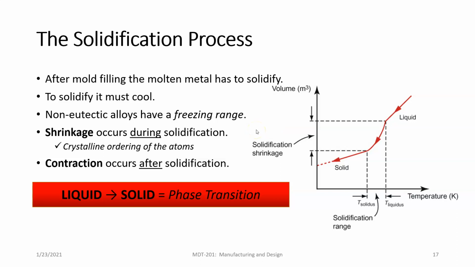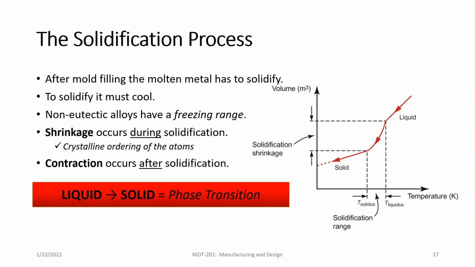So the solidification process, and this is very important, maybe more important than the filling the mold part of it. After the mold filling, the molten metal has to solidify, right? That's the whole point of casting. We're going to fill the mold with liquid metal, and then we're going to allow it to cool. To solidify it, it must cool down. Non-eutectic alloys have a freezing range. Non-eutectic alloys, okay? That is, alloys without that perfect little dip right down in the eutectic diagram.